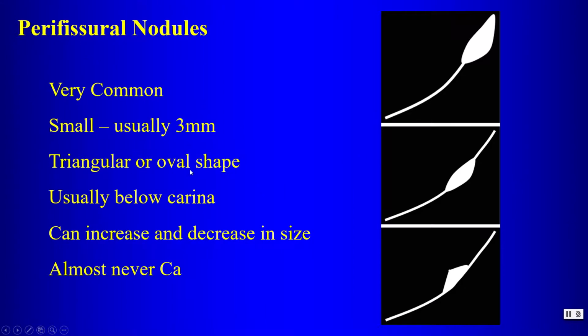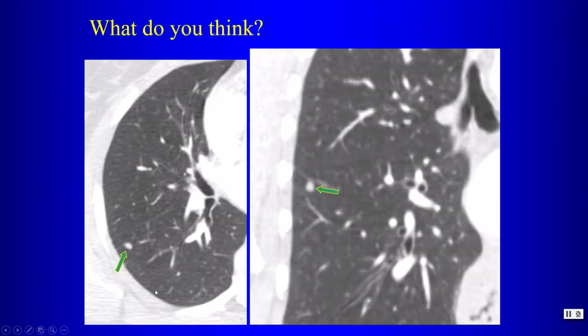They're usually small, triangular, or oval in shape. Common to see them below the level of the carina, and they may increase or decrease in size. And they're almost never lung cancer. Here's the typical appearance, this kind of triangular lesion here. So that's a typical appearance for a perifissural nodule.